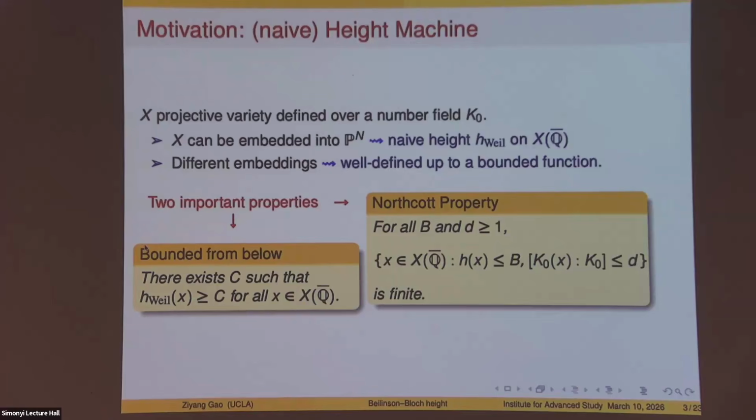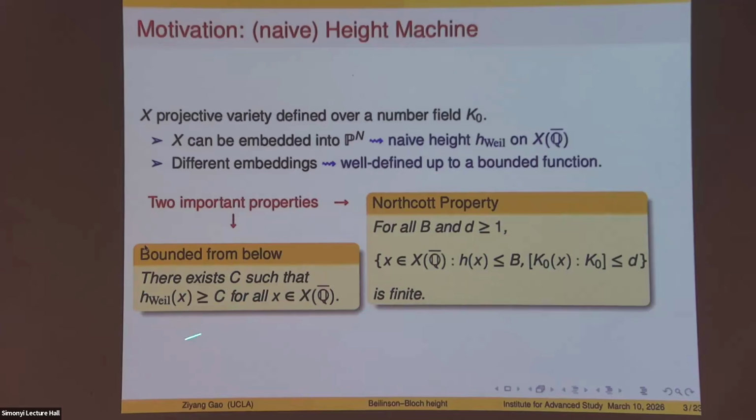So we can still talk about this. This is called the naive height, even though it is not a well-defined function, but it is well-defined up to a bounded one. So we can still talk about the boundedness from below. It has a lower bound, even though this lower bound is not that well defined in general, but there is a lower bound. And for the Northcott property, simply it is the same statement.